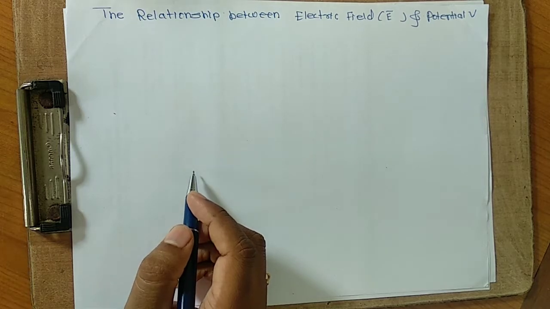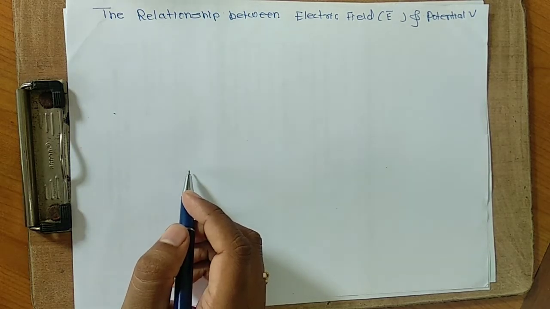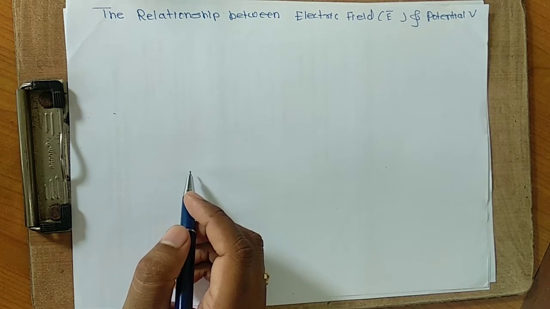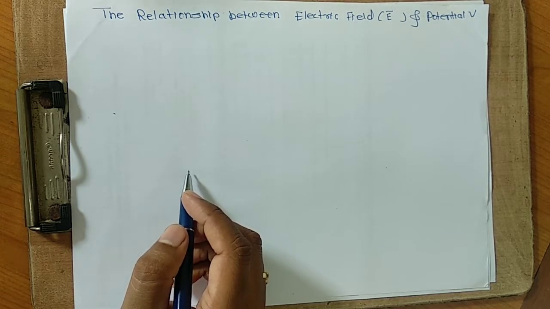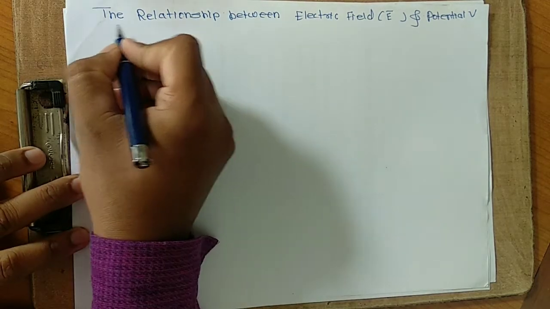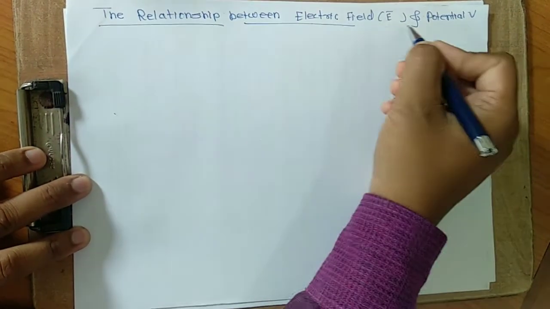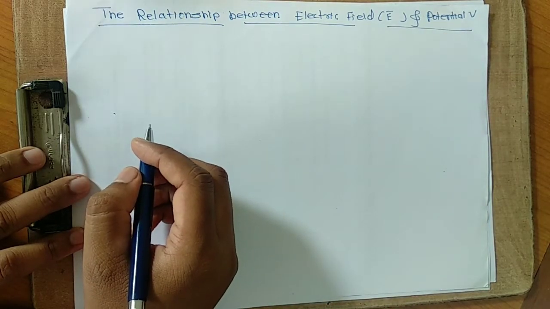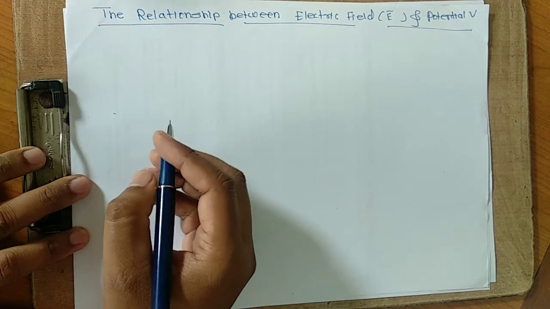In the last lecture we have seen some problems on the electric potential. In this lecture we will see the relationship between the electric field intensity, that is E bar, and the potential V. This derivation is very important; almost 90% of exam papers will ask this derivation. So we have to find this derivation, and we have to see some problems on it. Problems are also very important on this derivation. So we'll start with the derivation.